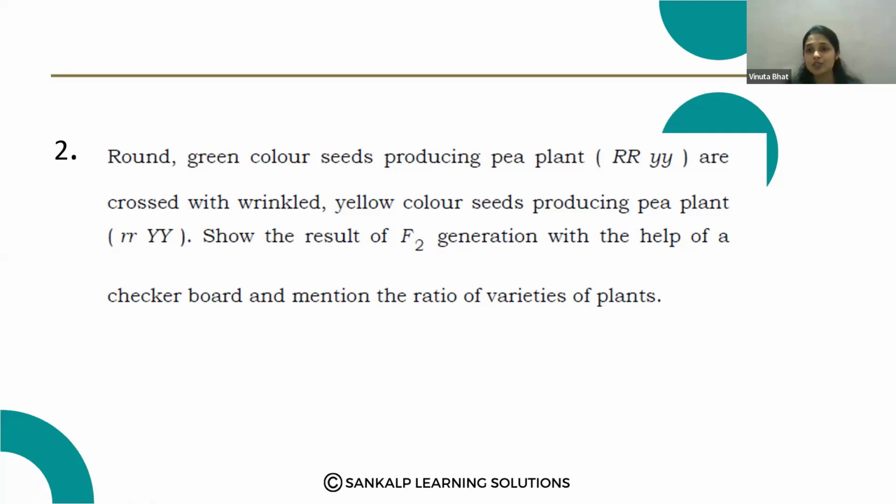This question we have already solved in the 3-mark section, so it can be asked for 3 marks or 4 marks. Here, round green seeds and wrinkled yellow seeds. The gametes are capital R, small r, capital Y. So round yellow seeds are produced in the F1 generation.